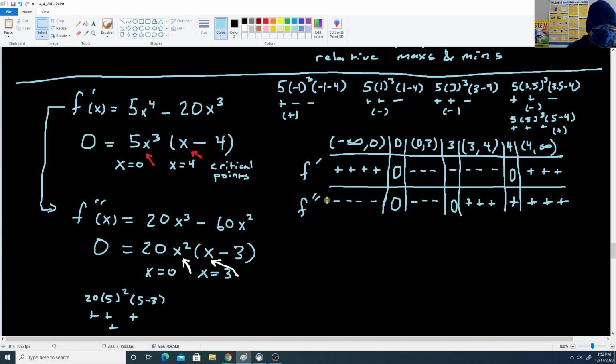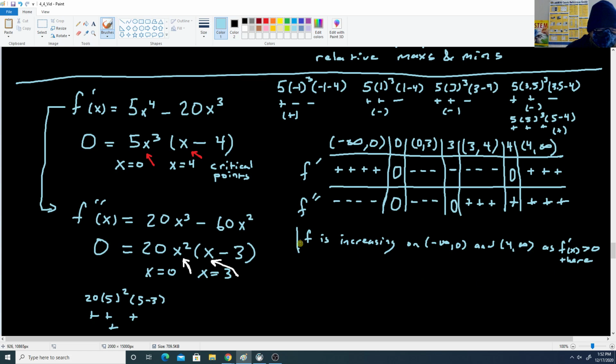Let's start out where f is increasing and decreasing. So f is increasing. Remember, it's where the first derivative is positive. On -infinity to 0 and on 4 to infinity as f prime of x is greater than 0 there. So we got where the function is increasing.